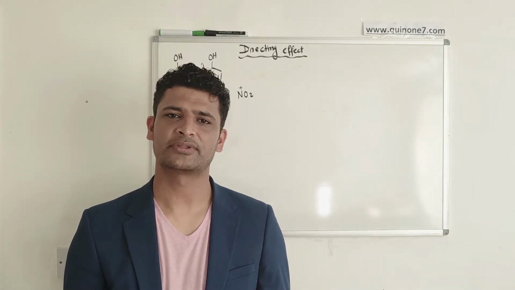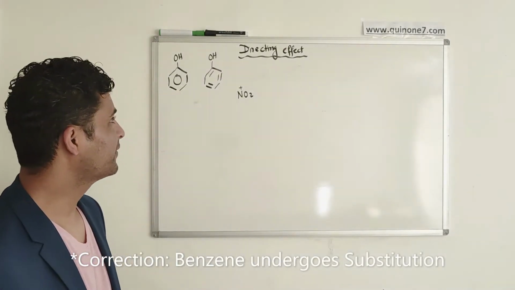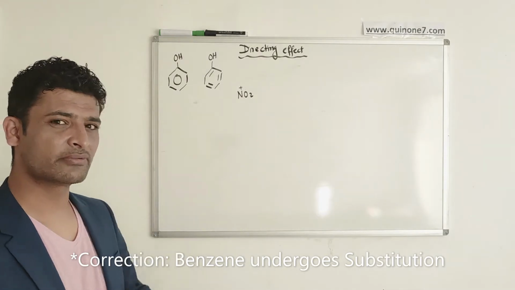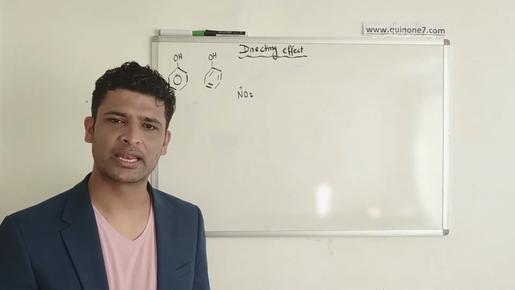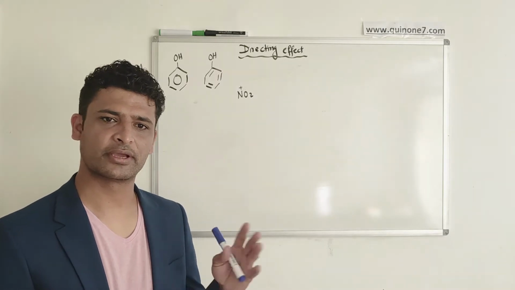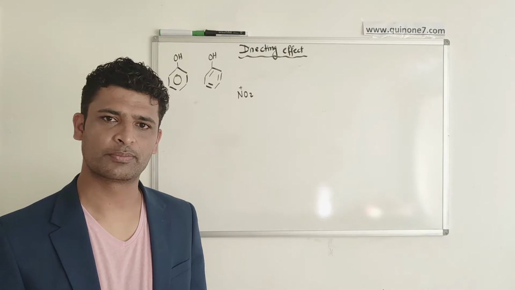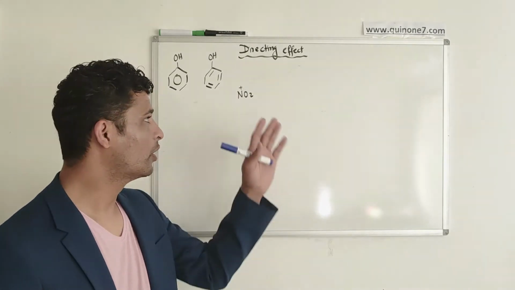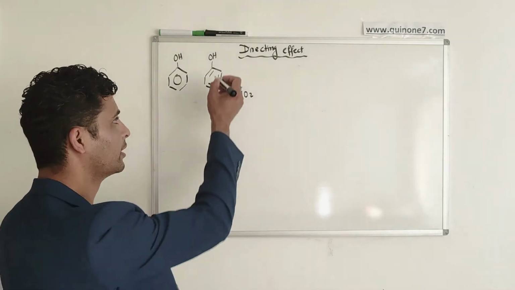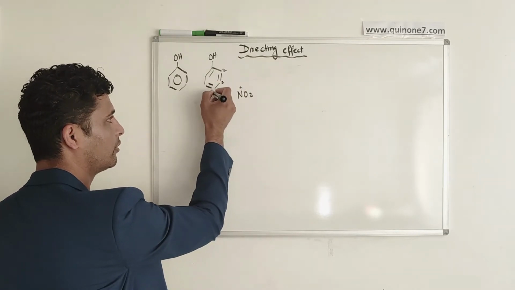Today we're going to look at the directing effect of the existing group on the benzene ring. Benzene normally undergoes electrophilic addition, and it always tries to keep its delocalization. The hydroxyl group, which is the existing group, is going to decide whether the oncoming group is going to come at 2, 3 or 4.